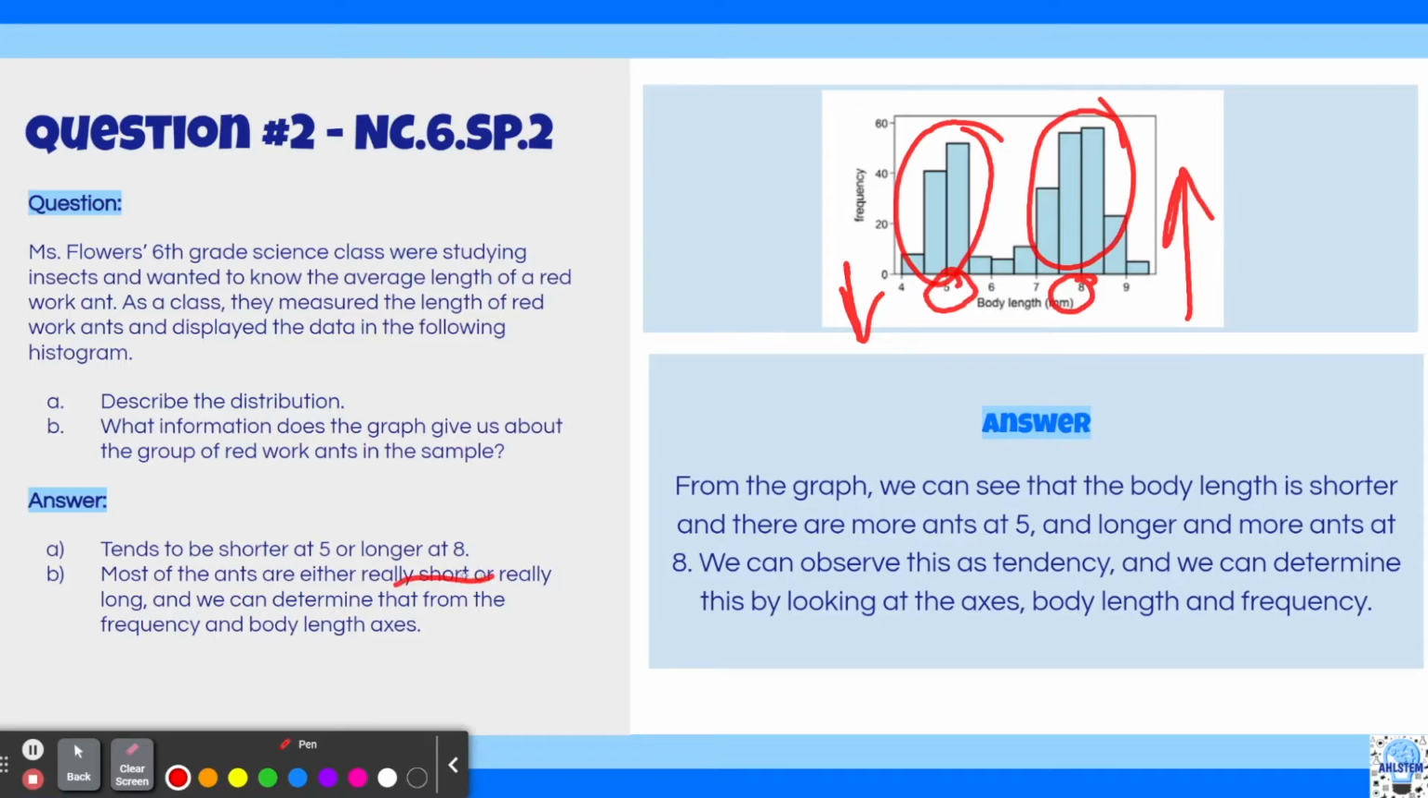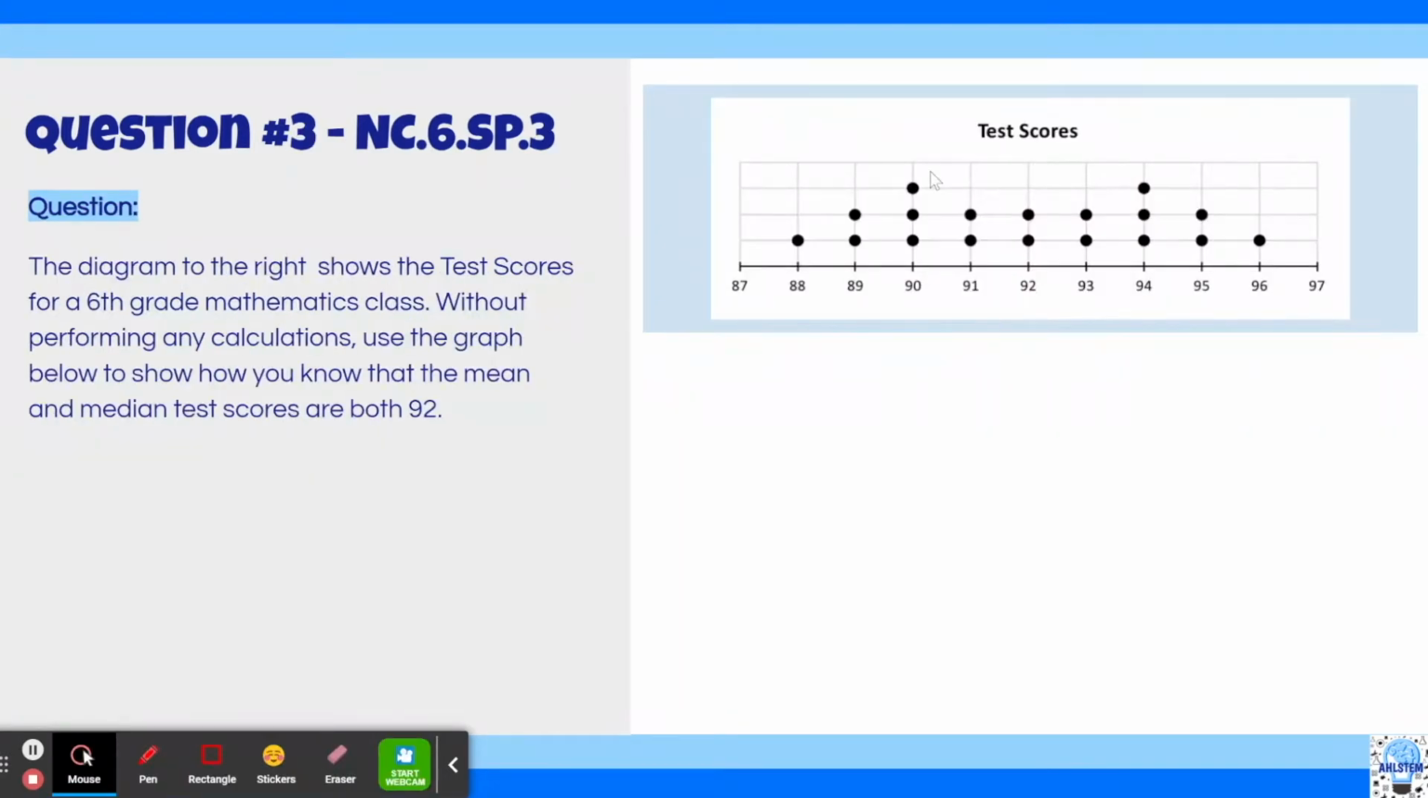And most either tends to be really short or really long, like I just said. We can determine that by the frequency, aka the amount of data points here, and the body length axis. The y-axis on this graph is going to be our body length axis. Let's do our third problem.